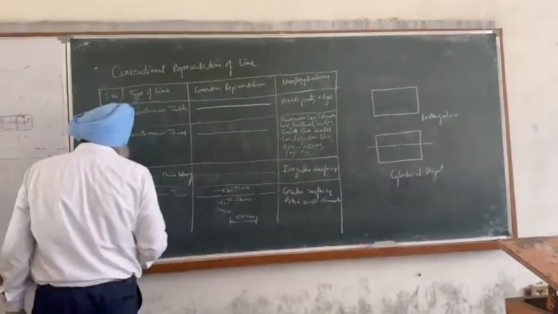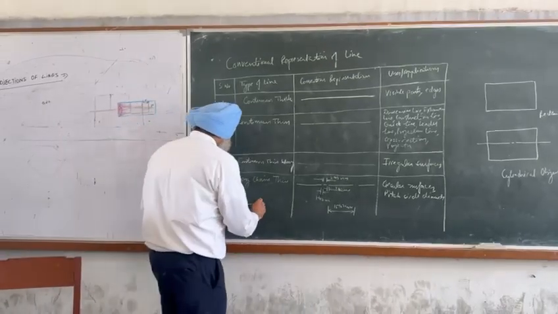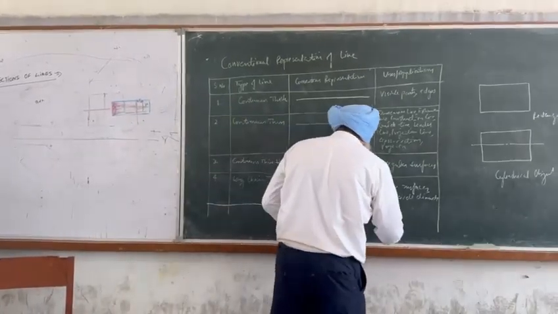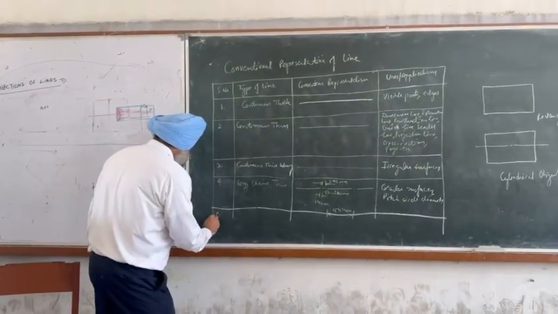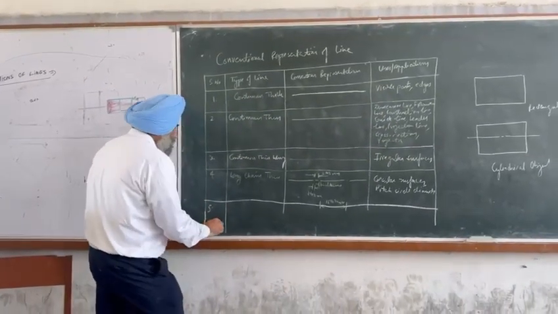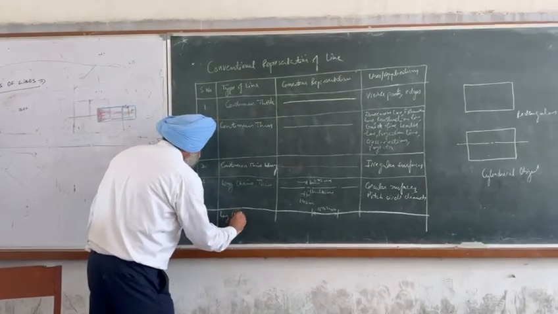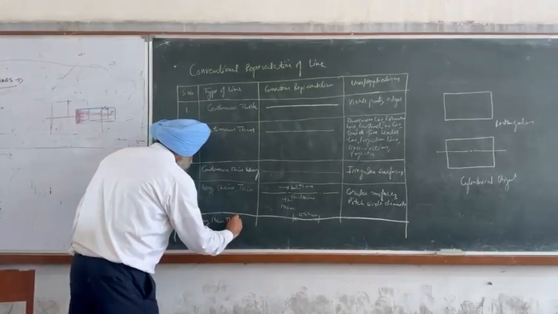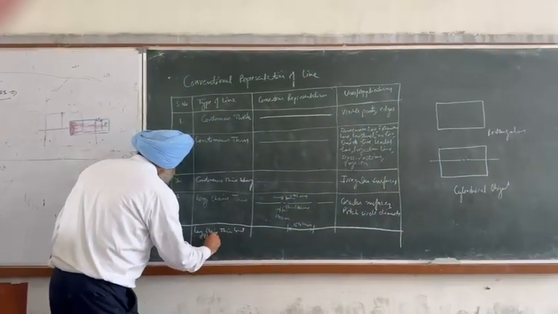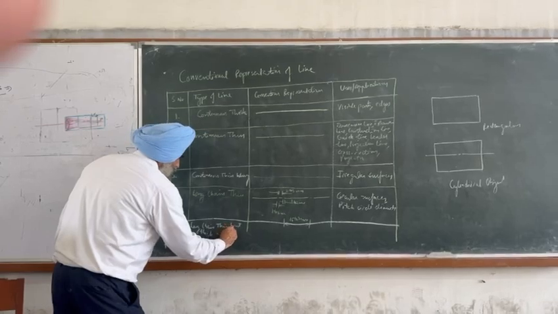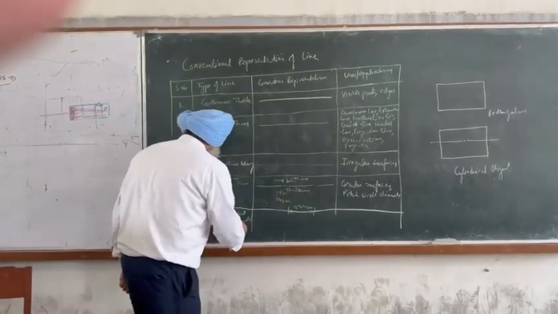This is another type of line, another fifth category of line. The fifth category of line is long chain thin but thick at the ends. This is another type of line. Long chain thin but thick at the ends.